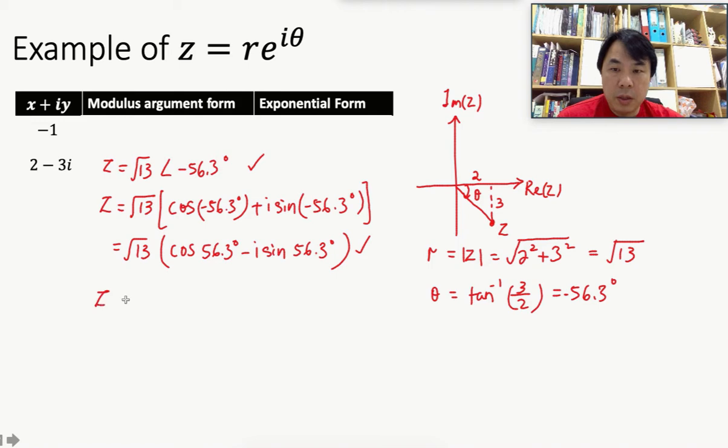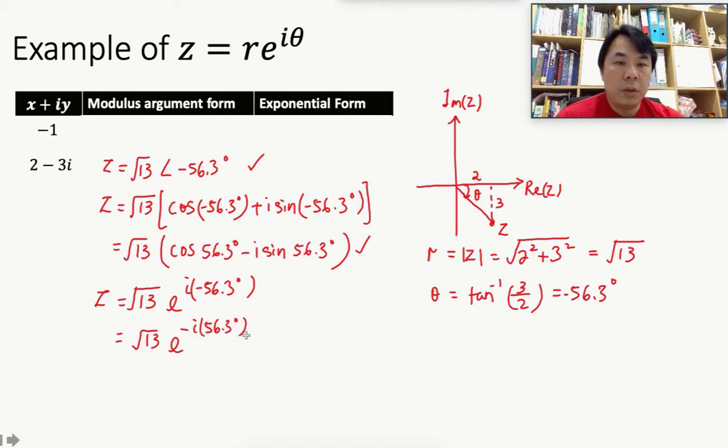So we can also represent this in its Euler format. That will be root 13 exponential I. In this case, it's negative, so we will use a negative 56.3 degree. Okay, or you can write as root 13 exponential negative I 56.3 degree, or you can use radian format if you prefer. Alright, I hope that is clear. We can look at a few more examples before we move on to the next section.